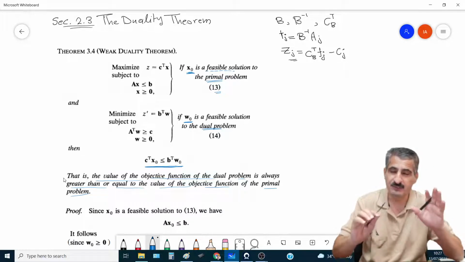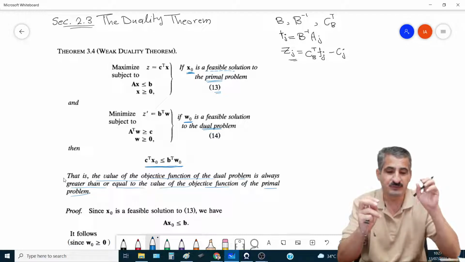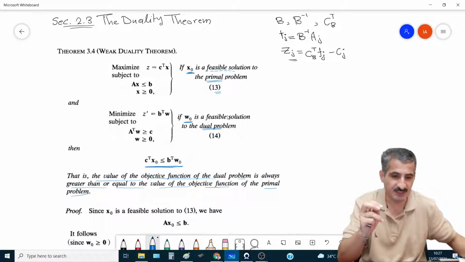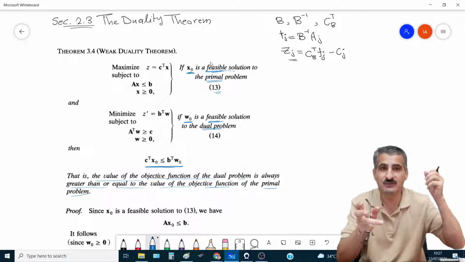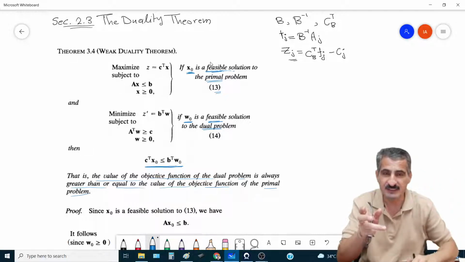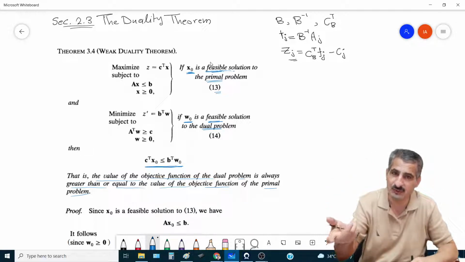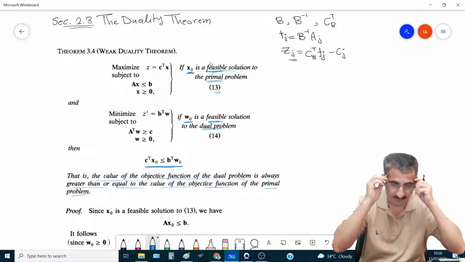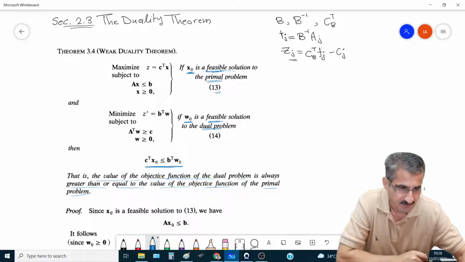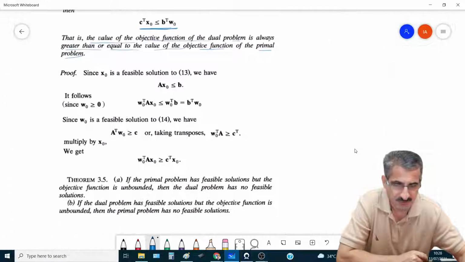Whatever, feasible solution, we are talking about a feasible, not optimal, solution here. Whatever feasible solution you get for the dual, it gives you bigger value for the objective function than any other solution you get for the primal. Okay, good. We will use that theorem, so we need to understand it.